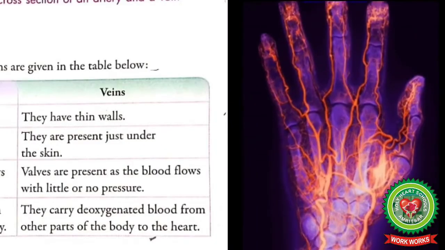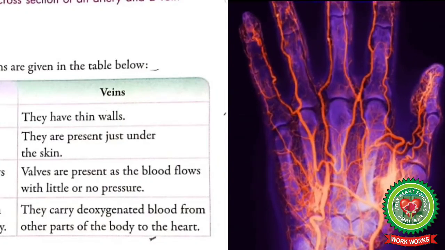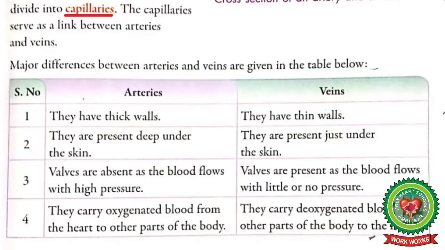And veins are present just under the skin. Now third point is valves are absent in arteries as the blood flows with high pressure, and in veins valves are present as the blood flows with little or no pressure. Now fourth point is arteries carry oxygenated blood from the heart to the other parts of the body, and veins carry deoxygenated blood from the other parts of the body to the heart.